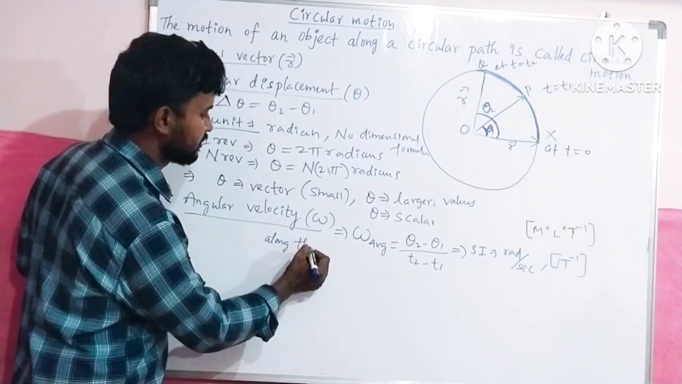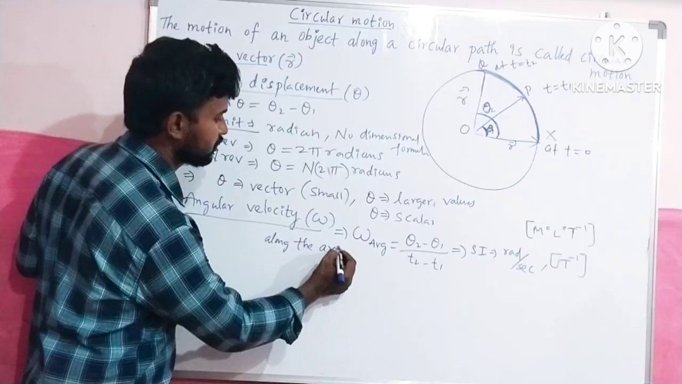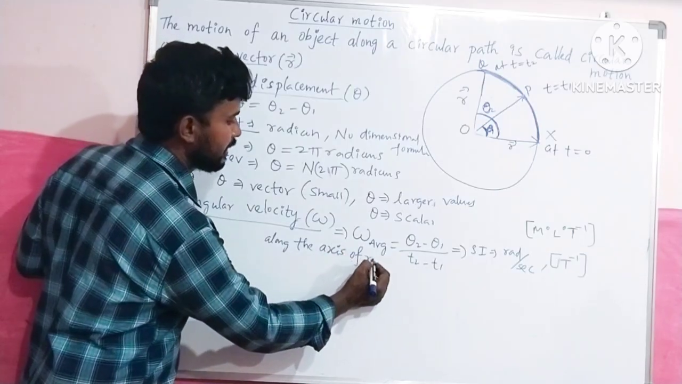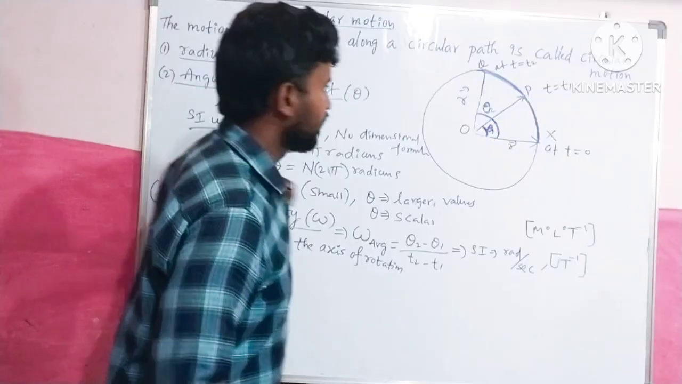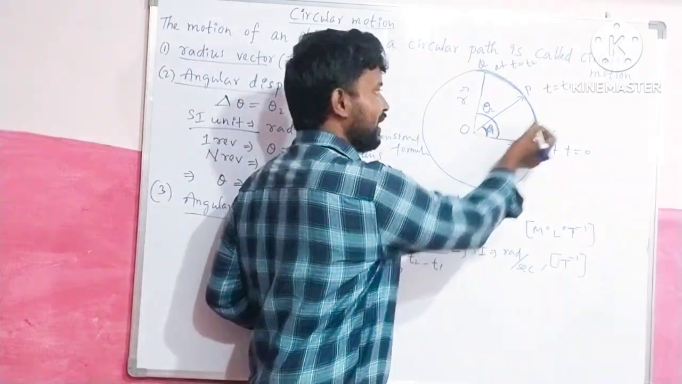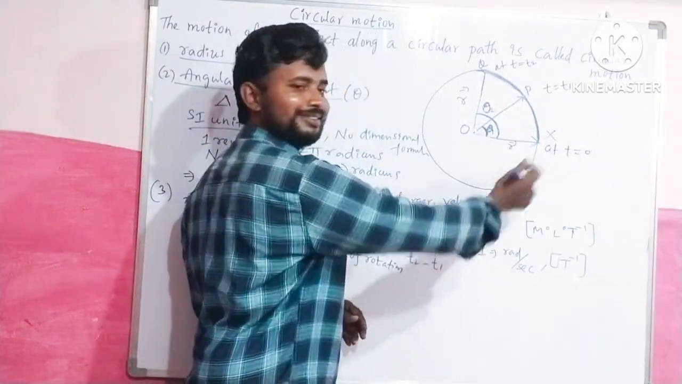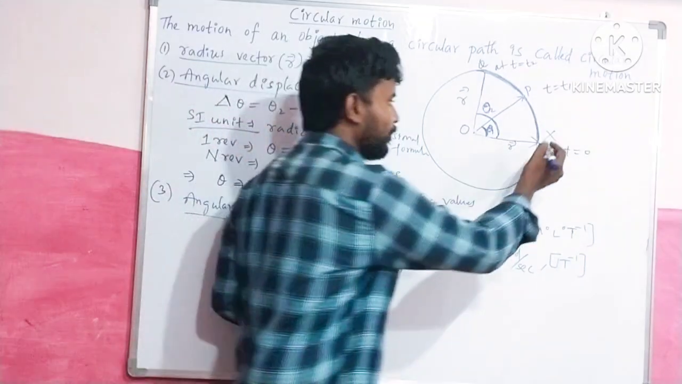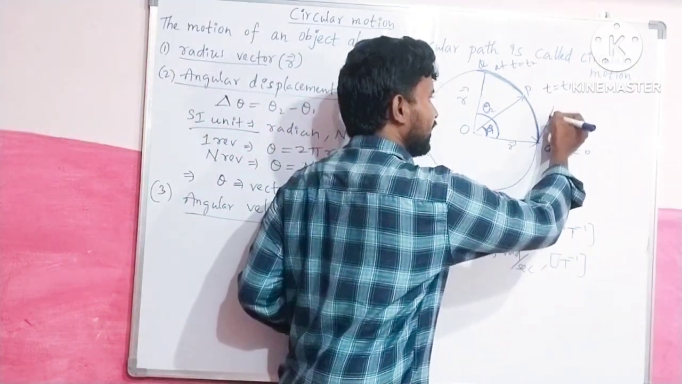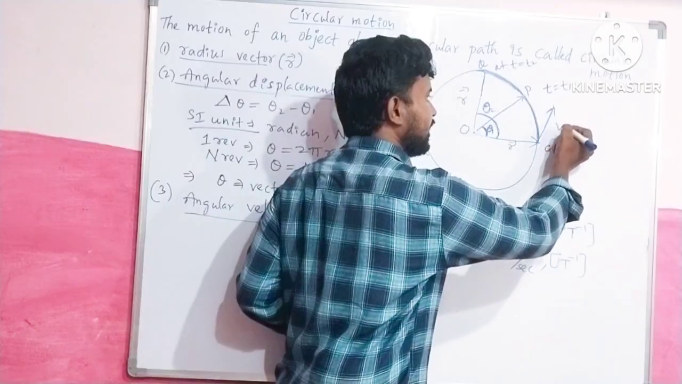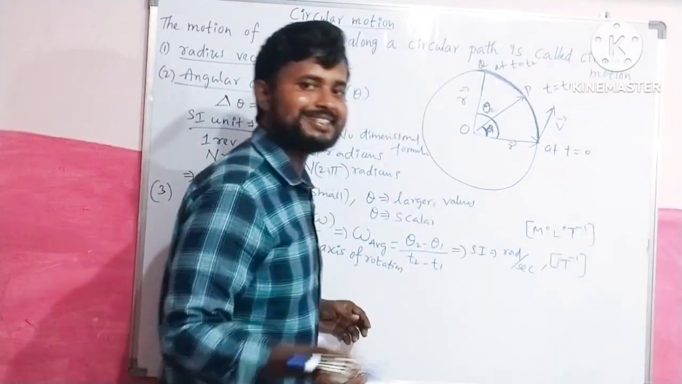Along the axis of rotation. Axis of rotation. For example, here, this is when a particle moves in a circular path. Now here the particle has a linear velocity in this direction. Now at a point, like a tangent.